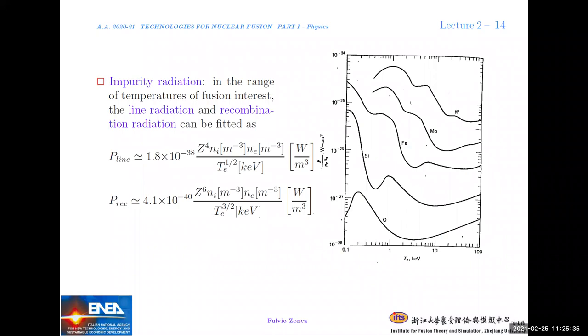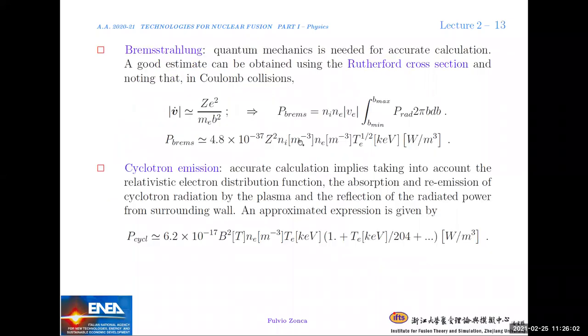Finally, there is the impurity radiation. And for impurity radiation, again, I give you just the formula here. I don't go into the detailed discussion. The line radiation and the recombination radiation will scale with the atomic number, and they will depend on the temperature. And again, they will always depend on the product of the ion and the electron density, similarly to what you have here. And the densities are given in meter to the minus three.